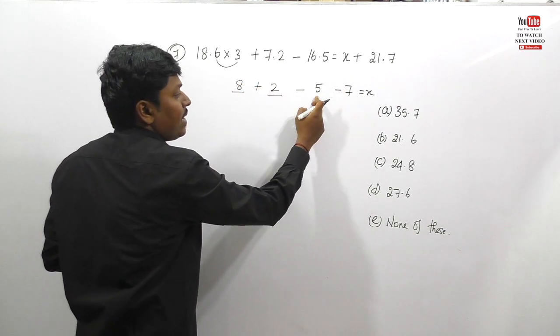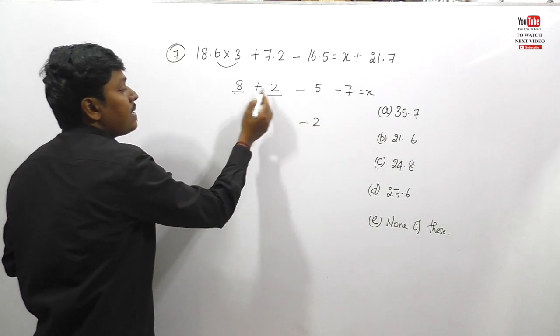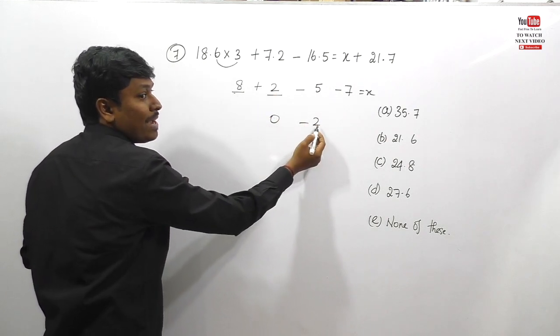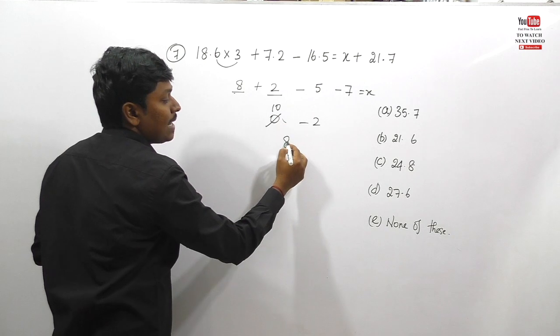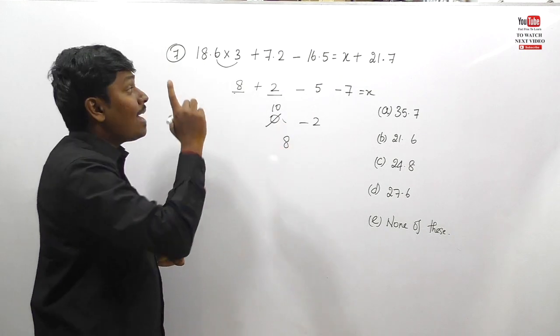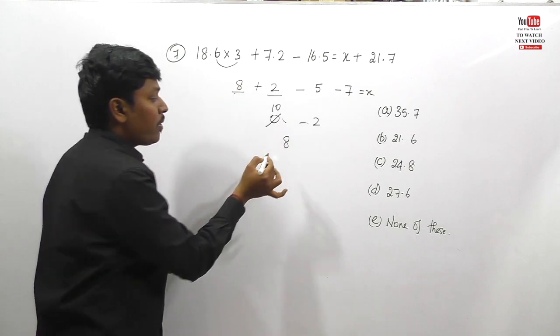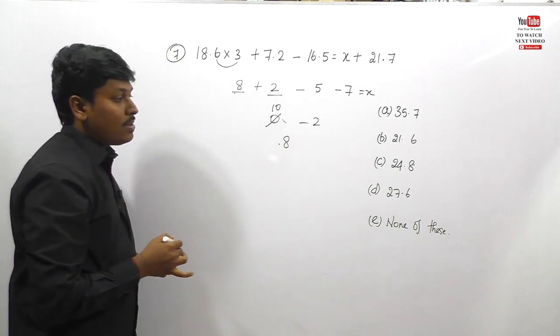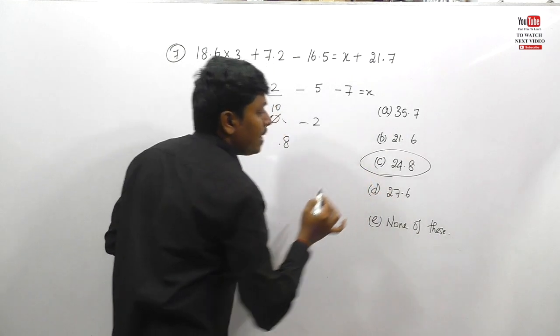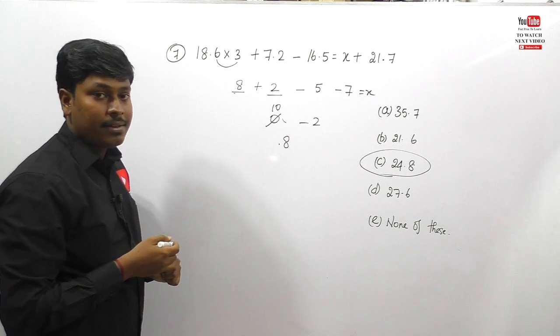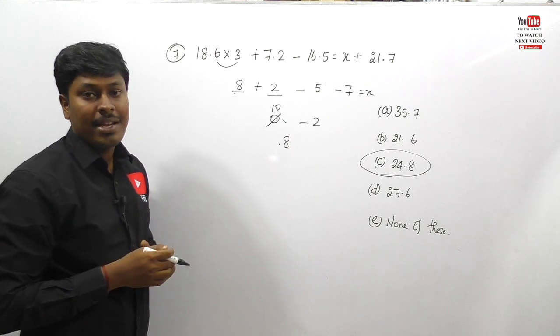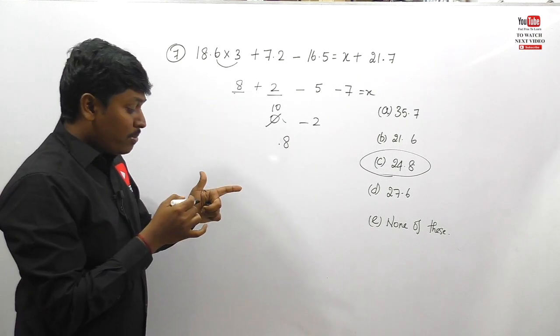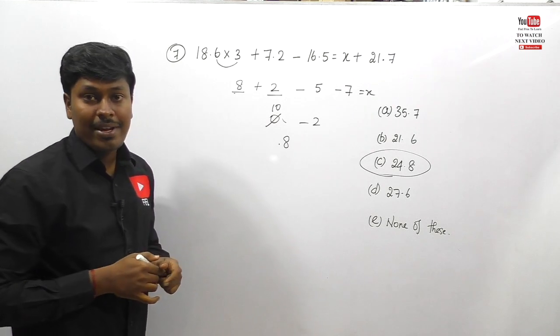So 7 and 5, I think the last number is 2. 8 and 2, the last number is 0. 0 minus 2, that is 10 minus 2, the last number should be 8. And we know that every number has a one decimal point. So 1 decimal point, 0.8. So I can say that option number C will be answer, that is 24.8. It doesn't require pen and paper in your exam. By seeing the question in the computer itself, we can directly say that 24.8 is the answer.